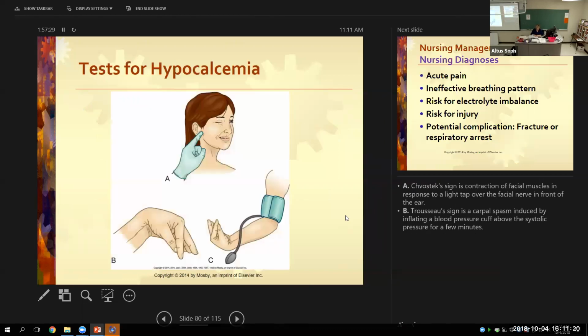So this is the test for hypocalcemia. Two things. The Chvostek's sign is when you stimulate with a physical stimulus, just touching the cheekbone up high. If there's a twitching at the mouth, that's the Chvostek's sign. That's positive. That means probably you have a low calcium. The other one is if you put a blood pressure cuff on the arm and you start blowing it up. If you have this twitching and movement, more of a spasm, carpal spasm in the hand, that is also a sign of low calcium, hypocalcemia.